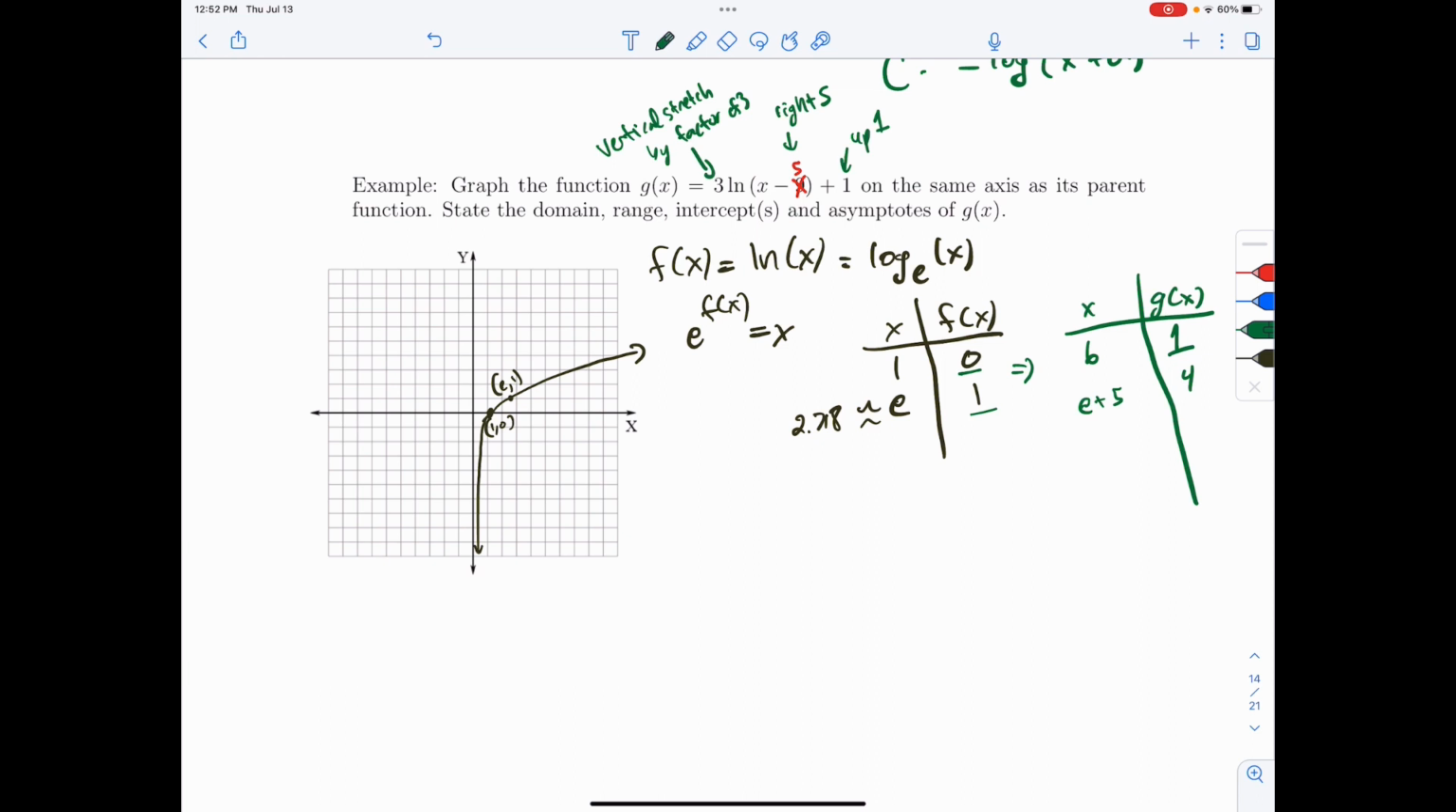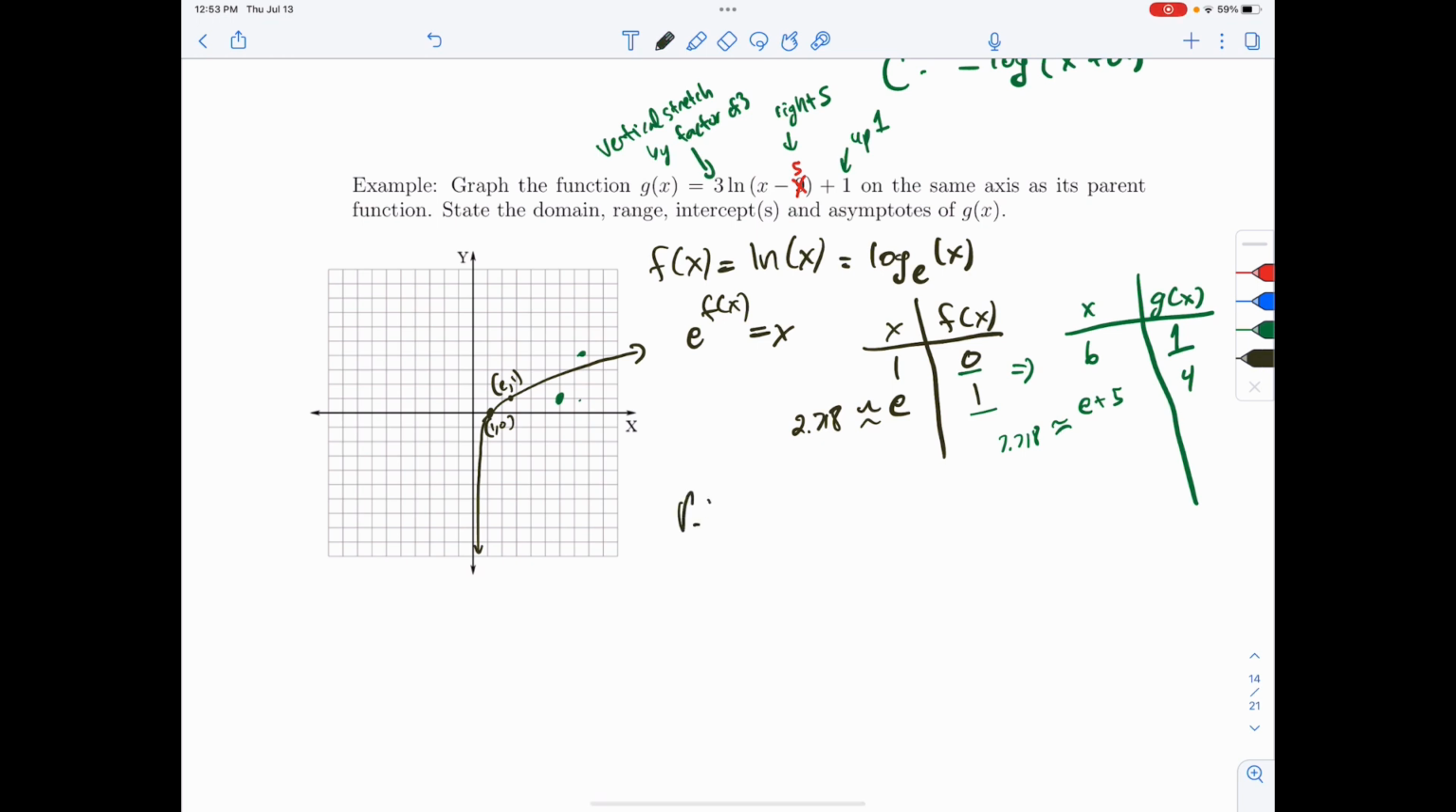This is going to be a little bit tricky to plot these points, just because e plus 5 is not a whole number. It's not going to be one of the intersecting points on the graph, but we can do our best. 1, 2, 3, 4, 5, 6, 1. There's that point, 6, 1. Then e plus 5 is about 7.718. So here, 1, 2, 3, something like that. So it's a little bit steeper of a graph.